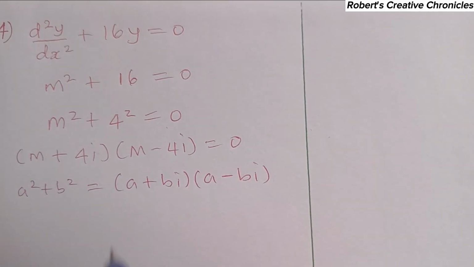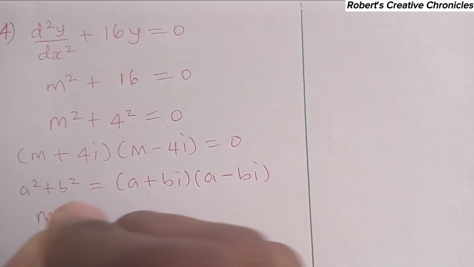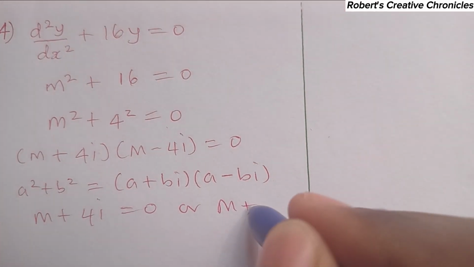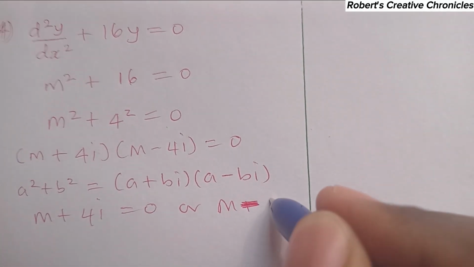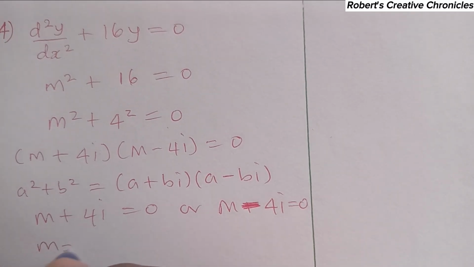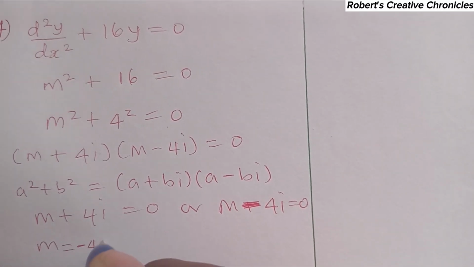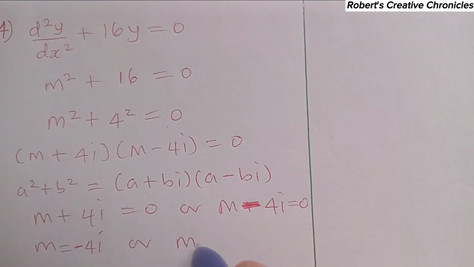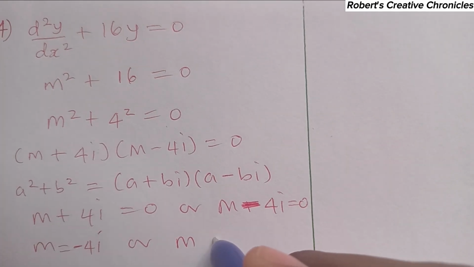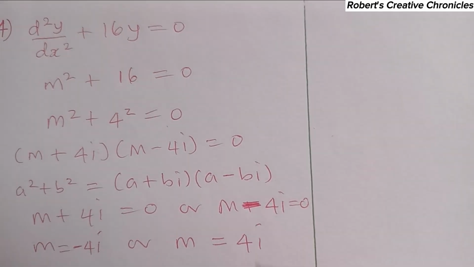So this is it. Then you equate it. m plus 4i equals to 0, or m minus 4i is equal to 0. So this becomes m is equal to negative 4i, or m is equal to 4i.